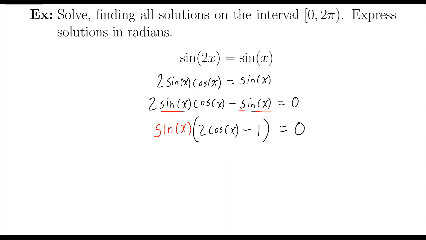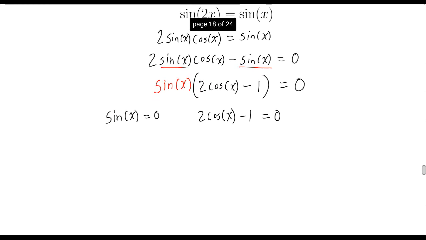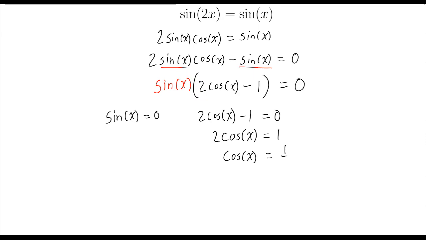Okay, zero product principle. Once you have two things multiplied together equal to 0, the first thing can be set equal to 0, and the second thing can be set equal to 0 as well. Okay, so let me solve for cosine. I'm going to add 1 to both sides. 0 plus 1 is 1. Divide both sides by 2, so cosine x equals 1/2.